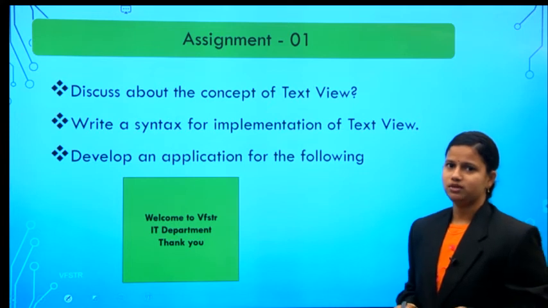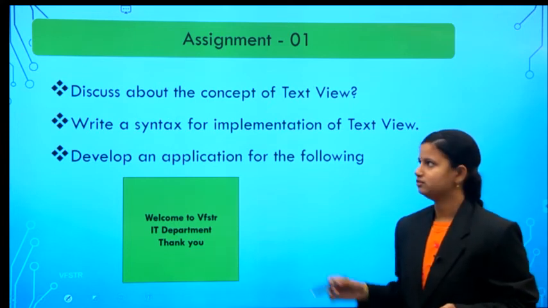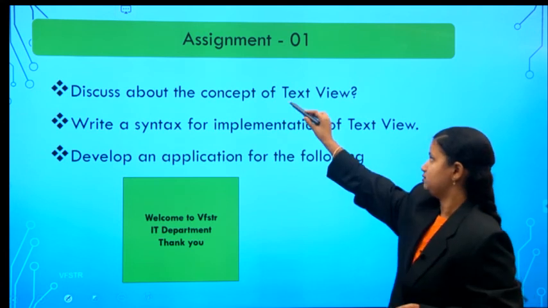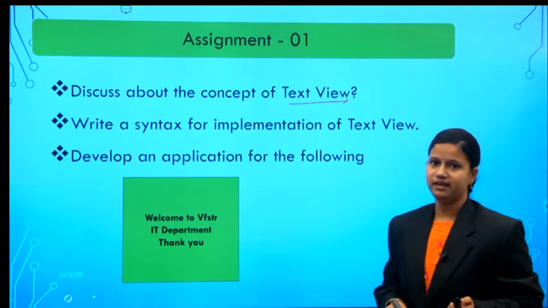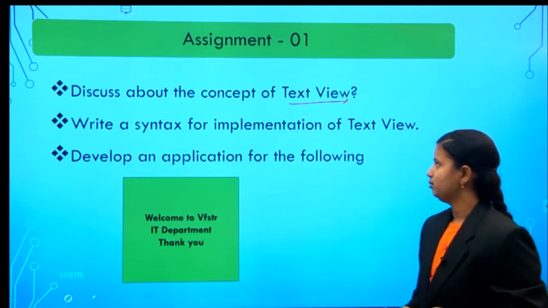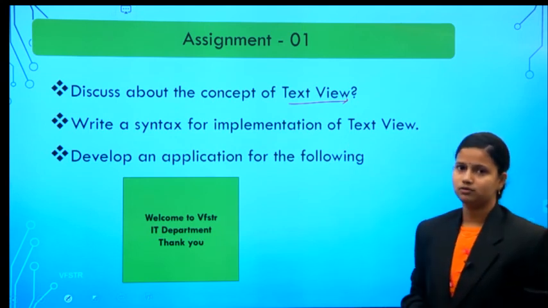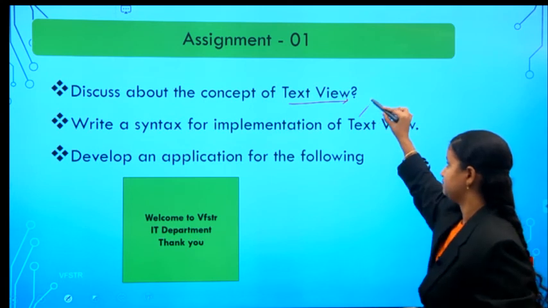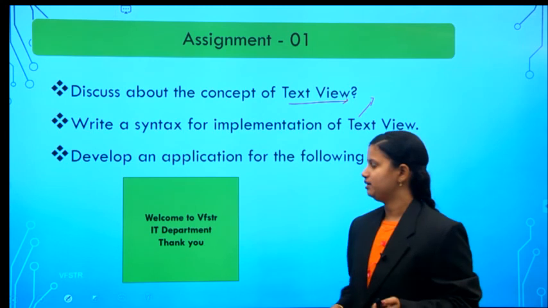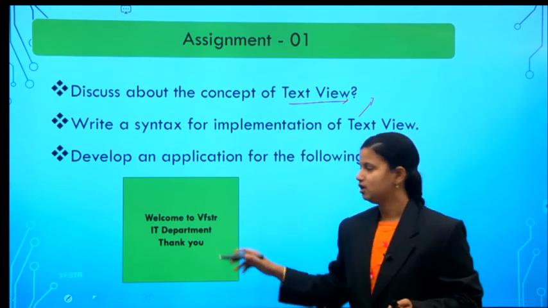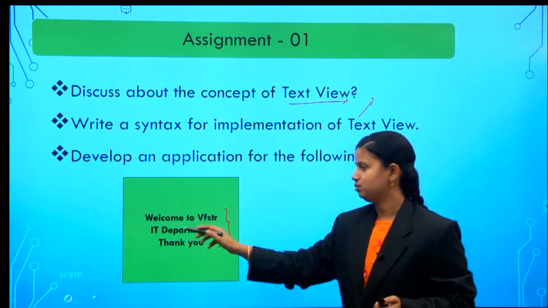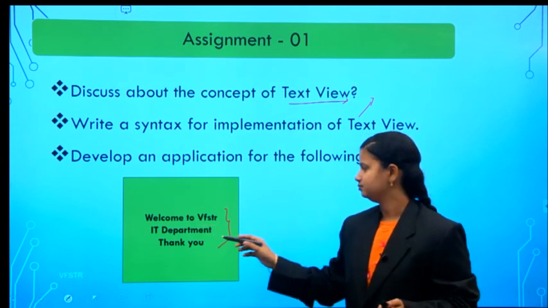Now the assignment topics, assignment questions for this topic. First question, discuss the concept of text view. The text view is mainly used for displaying text on your screen, and write a syntax for implementation of this text view: how we have to open the text view and what different properties are to be presented in the text view. Next, develop an application with the following output. While you are seeing this output, what is the message I want to display? Welcome to VFSTR and IT department and thank you.